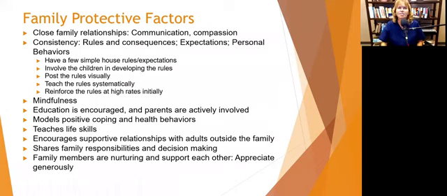Family protective factors: close family relationships characterized by communication and compassion. Consistency in rules and consequences, expectations, and even personal behaviors. They want to see consistency, because a lot of times what we do is a whole lot more impactful than what we say to our children. So if we react a certain way, or if we do a certain thing, the child wants to see that consistently.